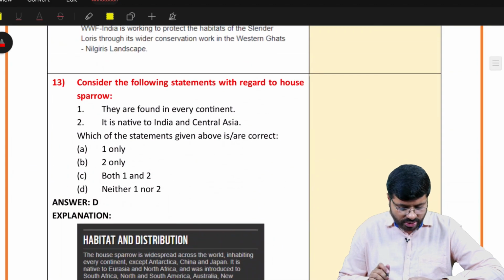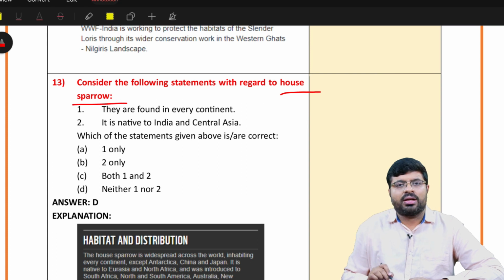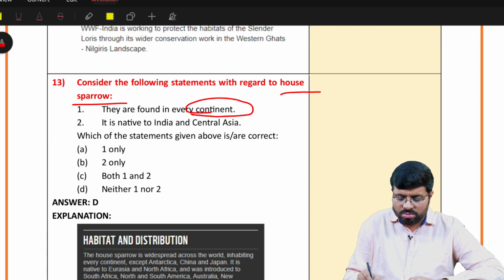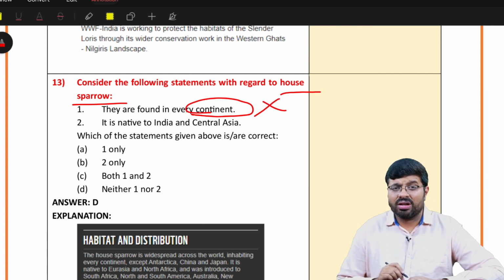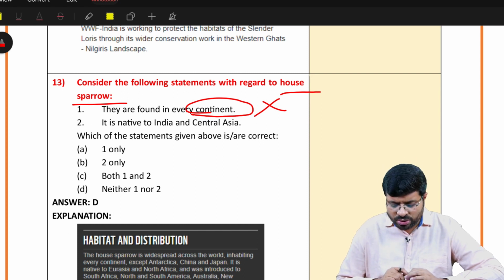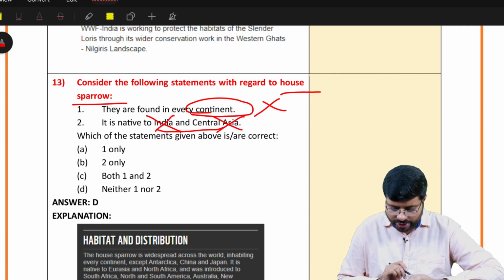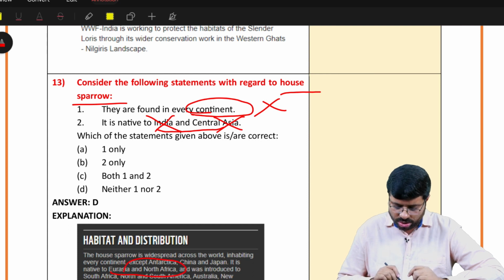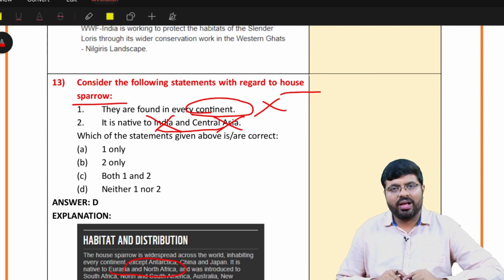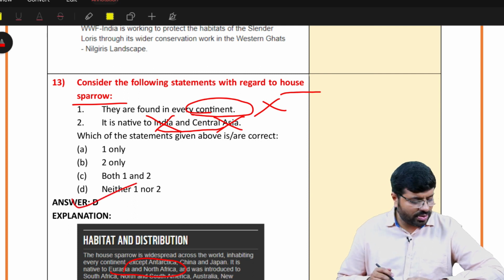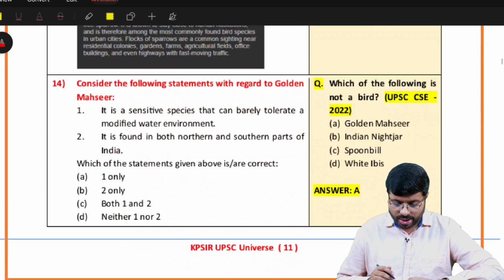Then the next one, house sparrow. Once again, another bird-based question. These are found on every continent? No. Antarctica, definitely not. Not every animal is found everywhere in the world. Definitely one continent you will not find it. It is native to India and Central Asia? No, these are not native to India. They are from Eurasia and Africa, and have been found in India as well. So these are not native. So the answer is D. A bit factual and difficult question for many.